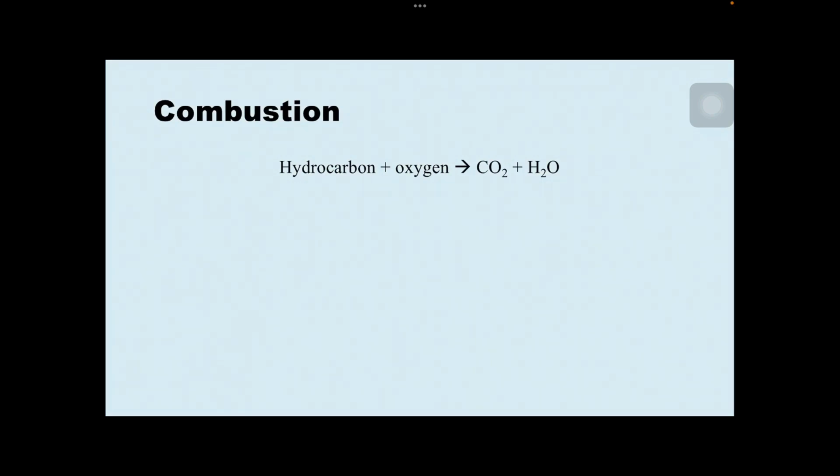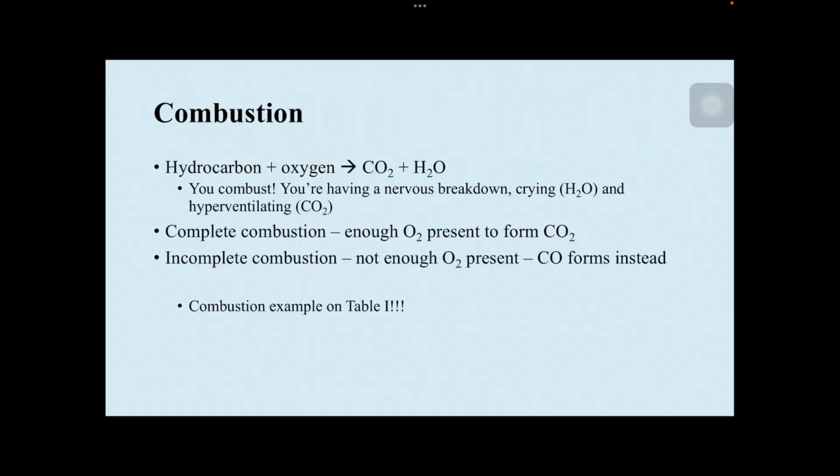The next type of organic reaction is combustion. Combustion reactions are when you have a hydrocarbon. Remember, hydrocarbons only contain hydrogen and carbon. It will react with oxygen. It will always form carbon dioxide and water vapor. Those are going to be the products of your combustion reaction.